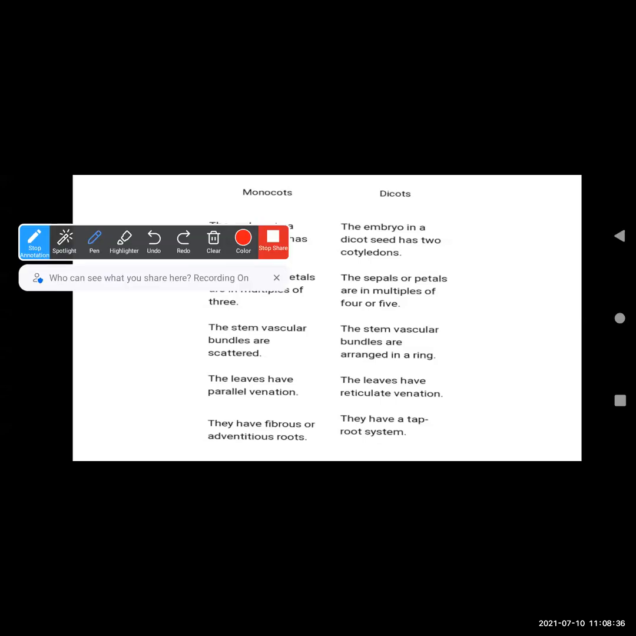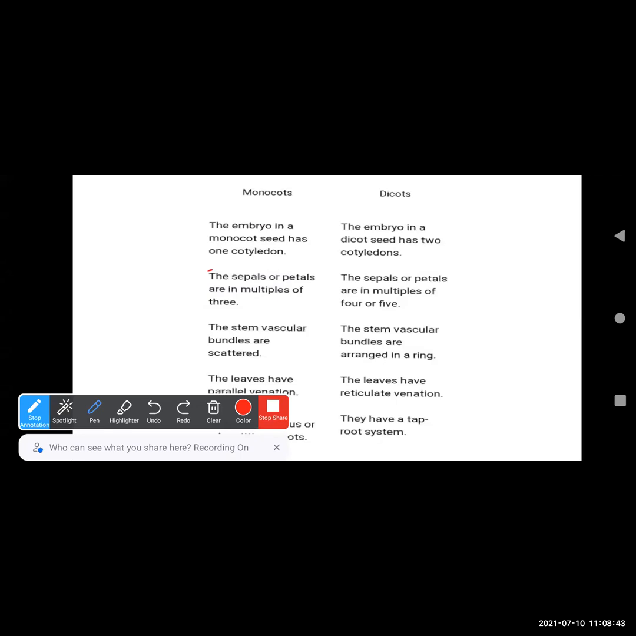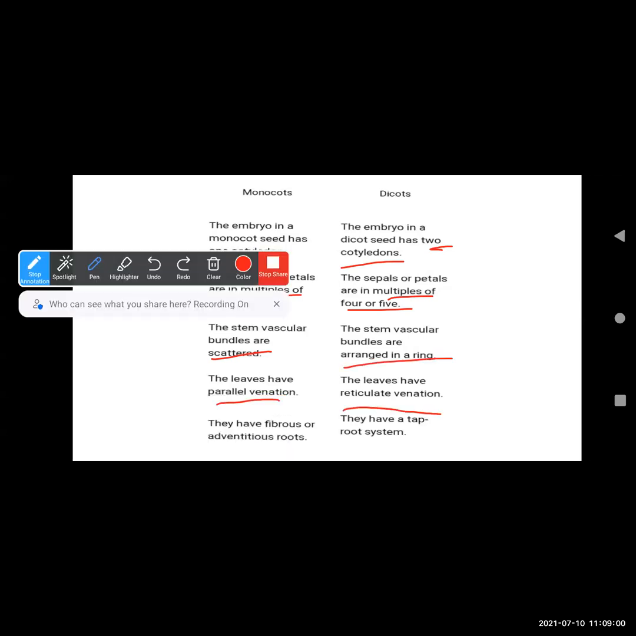Right, so single, 2 cotyledon, then multiples of 3, multiples of 5, then vascular bundle scattered, vascular bundle arranged in rings, parallel venation, reticulation, and fibrous root system and the taproot system. That way, whatever important points are there, you need to only underline with the help of a pencil. That's it.